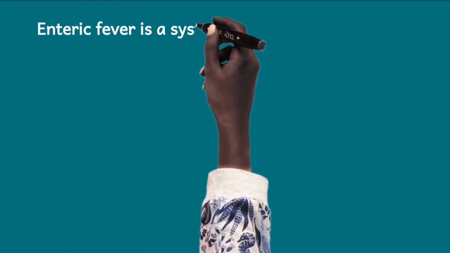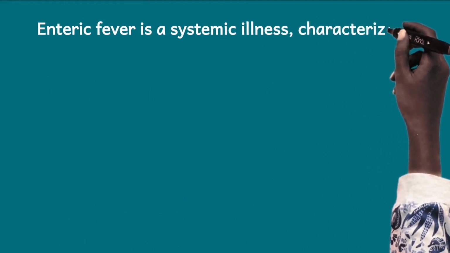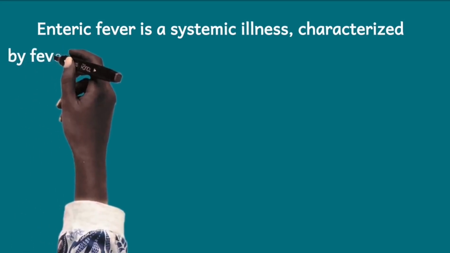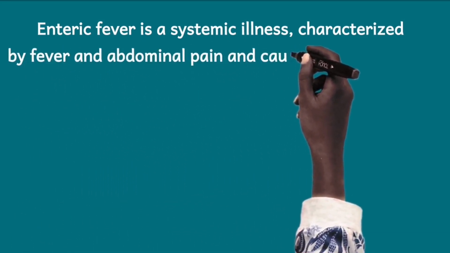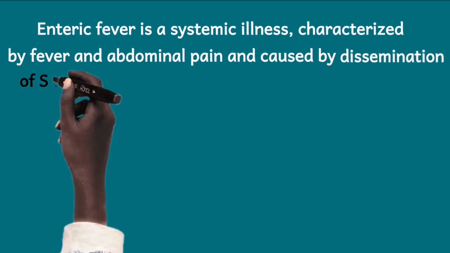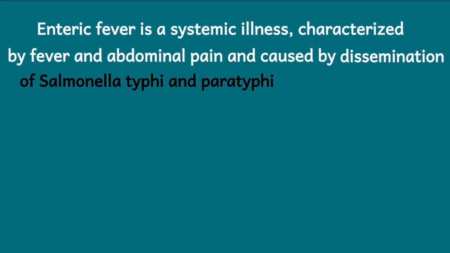Kindly remember that although we are discussing clinical cases looking for answers to the questions which have been asked, we want to use this opportunity to learn a little about the case under discussion. And so let's learn a little about enteric fever. Now, enteric fever is a systemic illness. It means it doesn't affect just one part of the body, which is characterized by fever and abdominal pain. And this systemic illness is caused by dissemination or widespread of Salmonella typhi and Salmonella paratyphi.